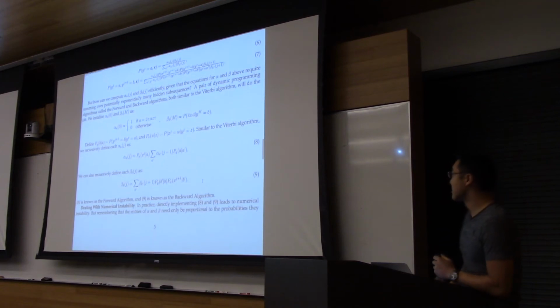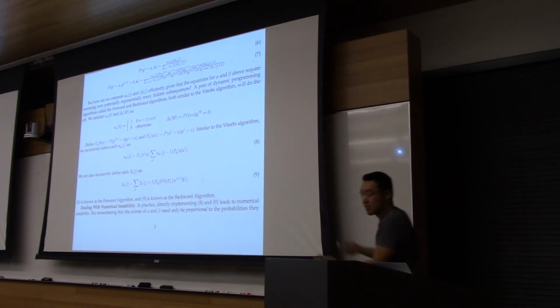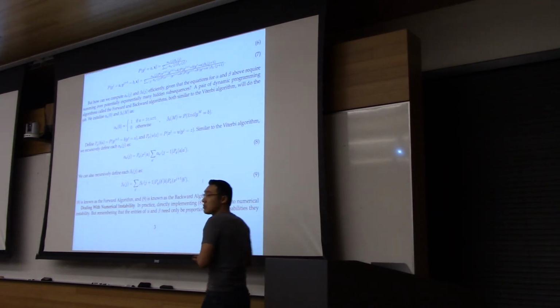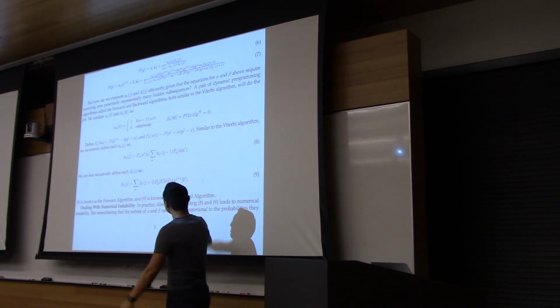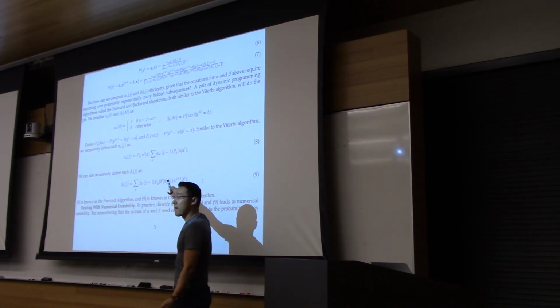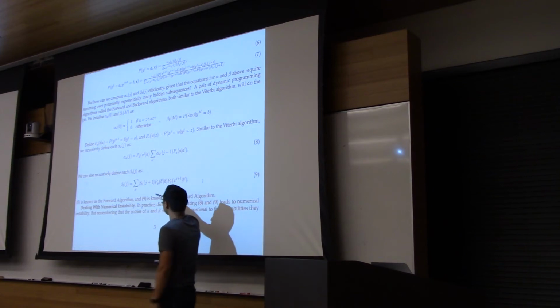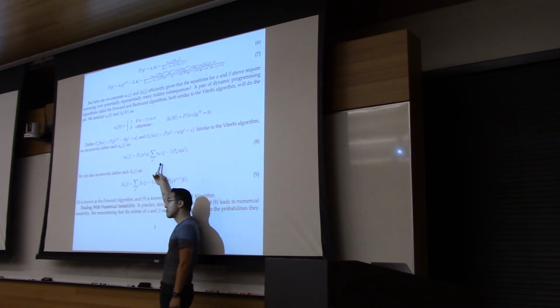So ultimately, you use a form of memoization or dynamic programming to compute these alpha and beta vectors. This is the update rule, where you can write them recursively as a function of the previous alphas and betas that you've computed.